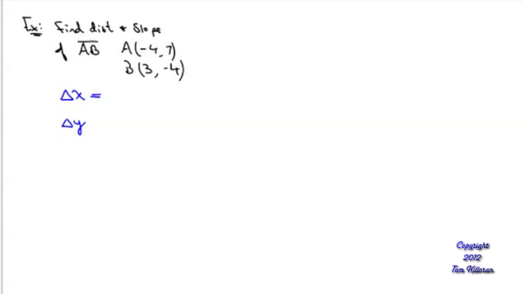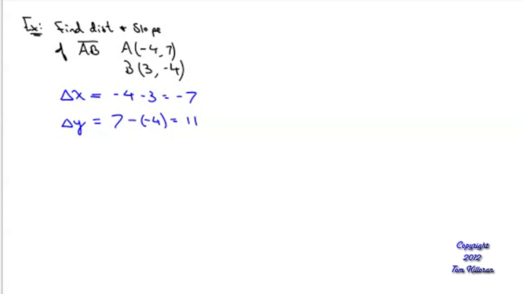So to find change in x, what do I look for? So it'd be -4 minus 3, better known as -7. And then change in y becomes 7 minus a -4, better known as 11.